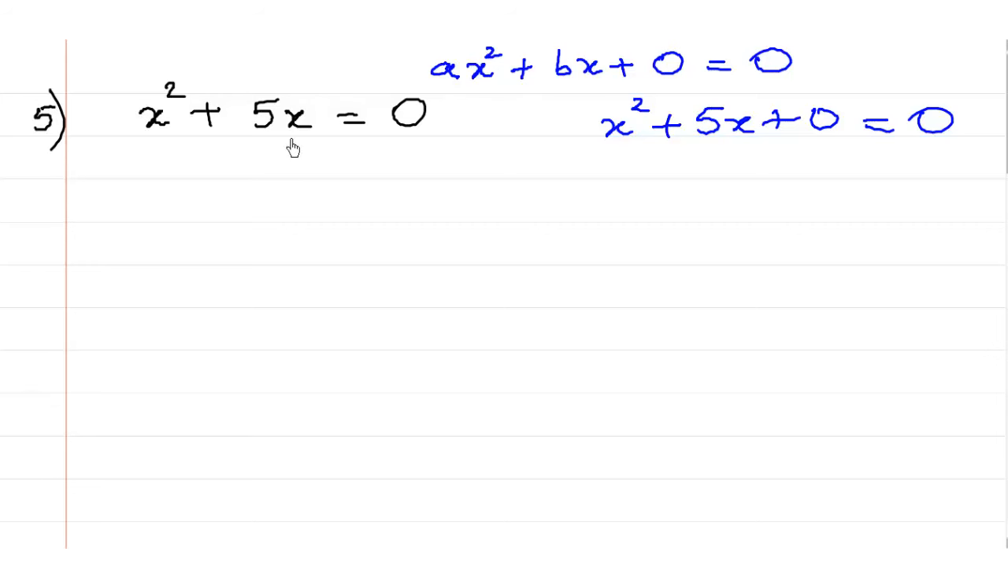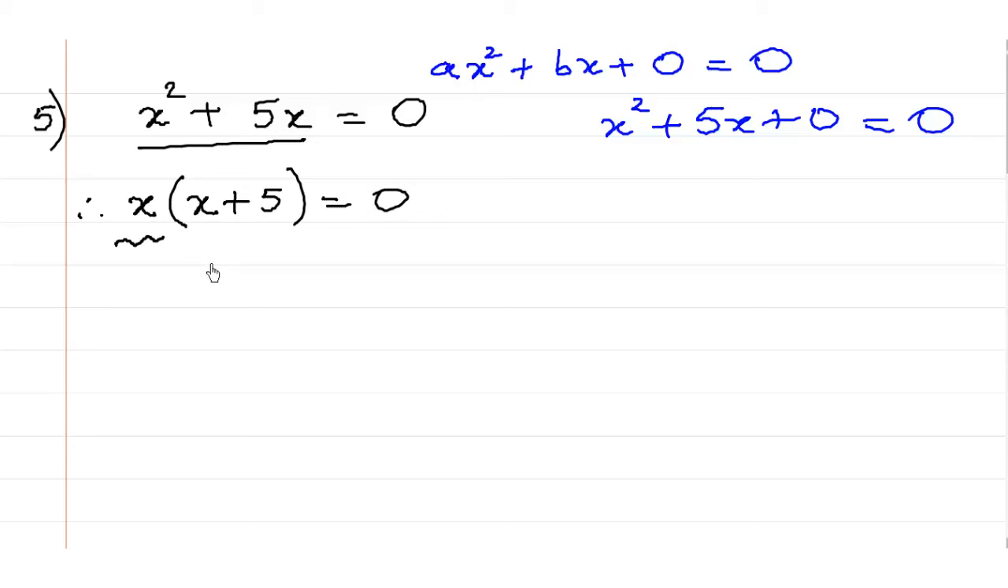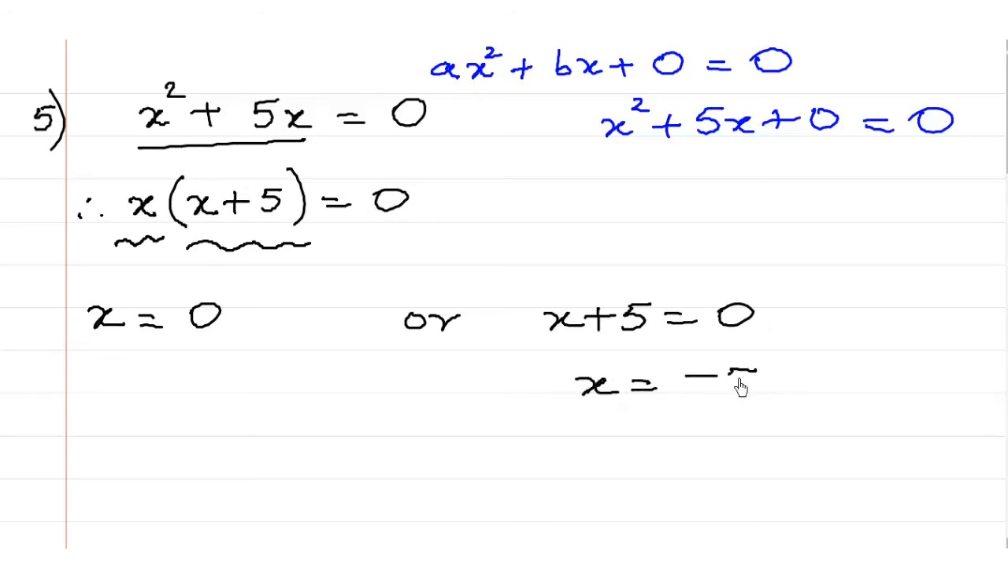In this particular sum, there is no need to split, and no need to use a square minus b square is equal to a plus b into a minus b. What we can do is simply take x common, and we can write x into x plus 5 is equal to 0. So either x is equal to 0, as it is the first bracket, or x plus 5, which is the other bracket, is equal to 0. So plus 5 goes on the other side, 0 minus 5 is minus 5. So we directly get the answers, 0 and minus 5.